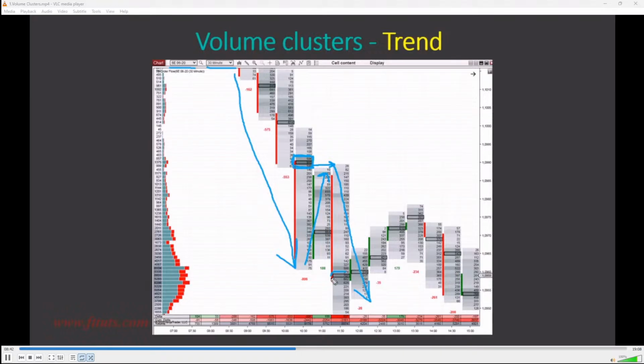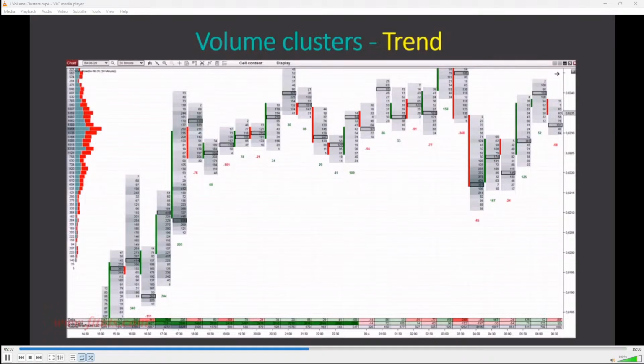But if you look, for example, in here, there was also a heavy volume cluster right there, and there was also a nice reaction, around 15 pip reaction, which is more than enough for intraday trading, all right? So this would be another viable trade, but it would be risky because it would go against a strong downtrend.